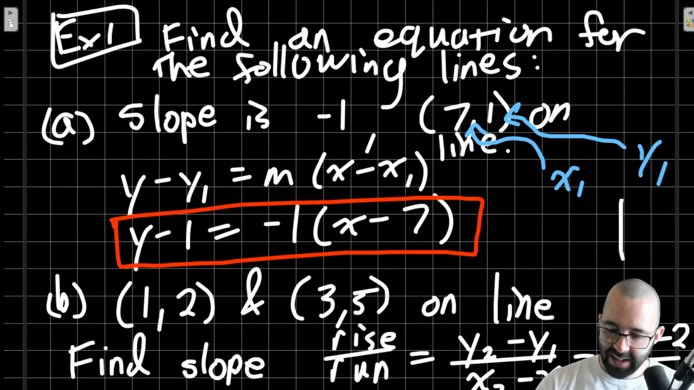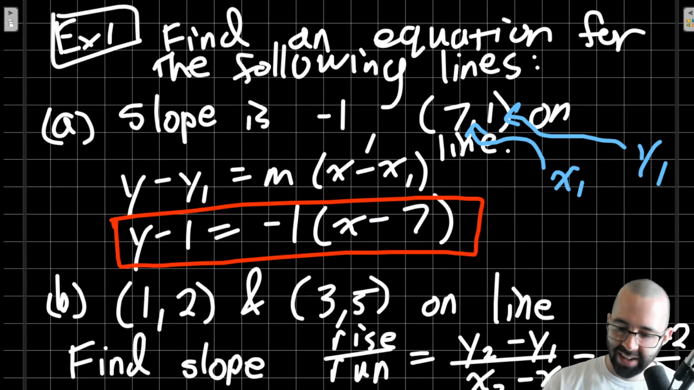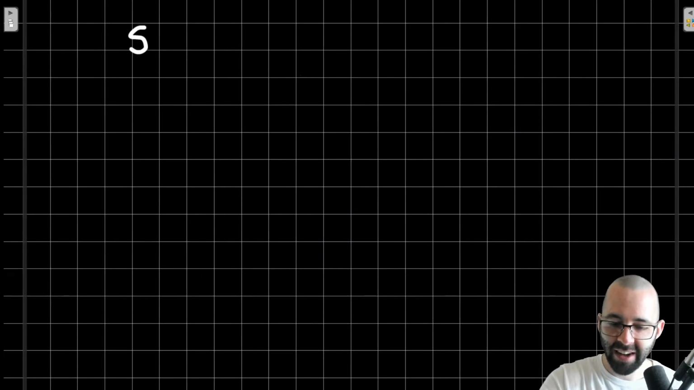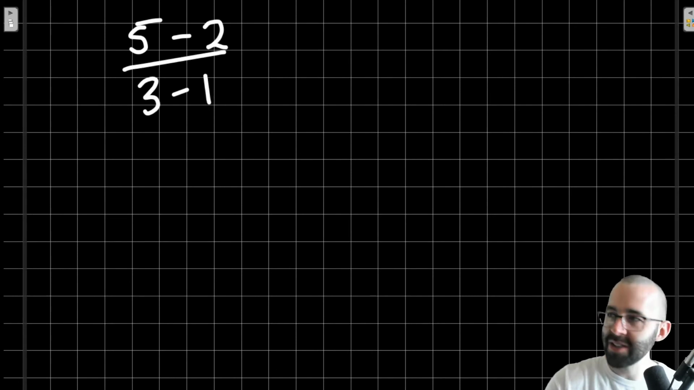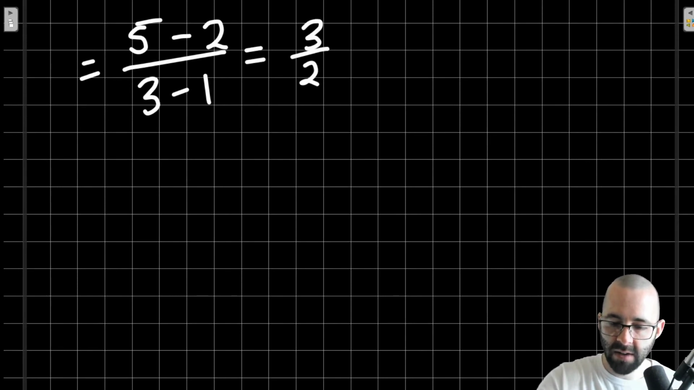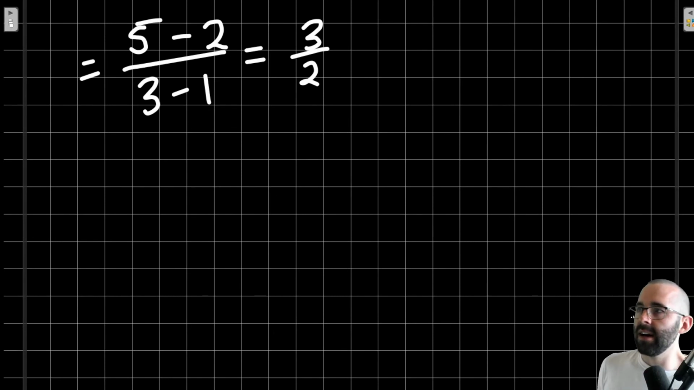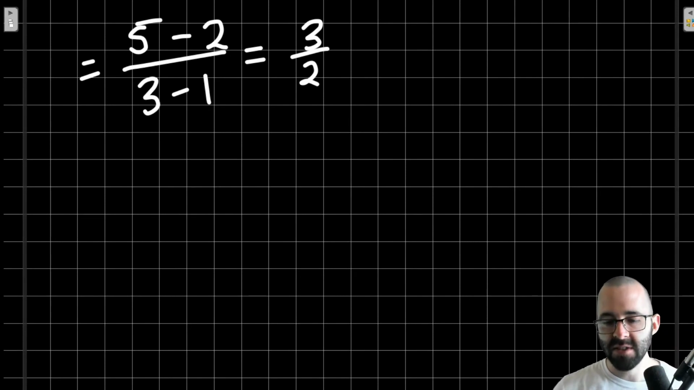Well, this is a learning experience for all of us. But yeah, 5 minus 2 over 3 minus 1. Let's show that over here. 5 minus 2 over 3 minus 1 is what we had, which simplified down to 3/2. Okay, so that's our slope.